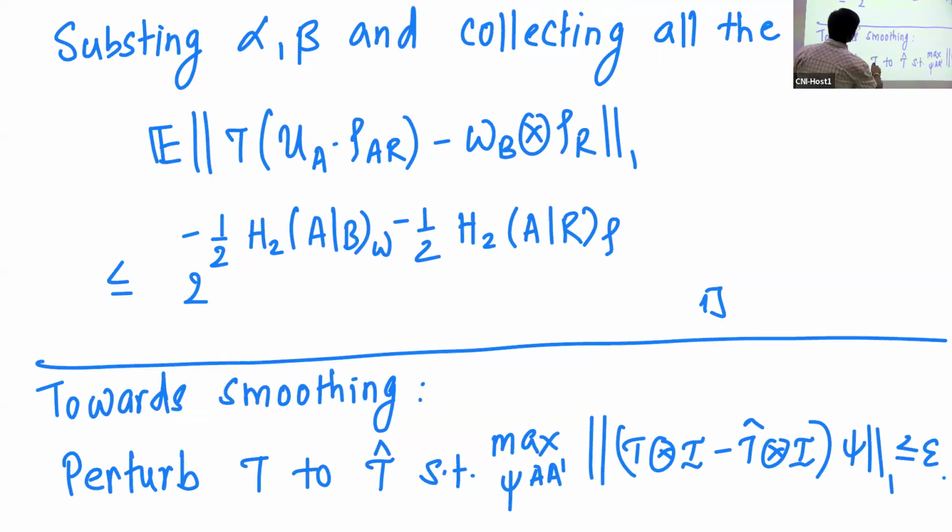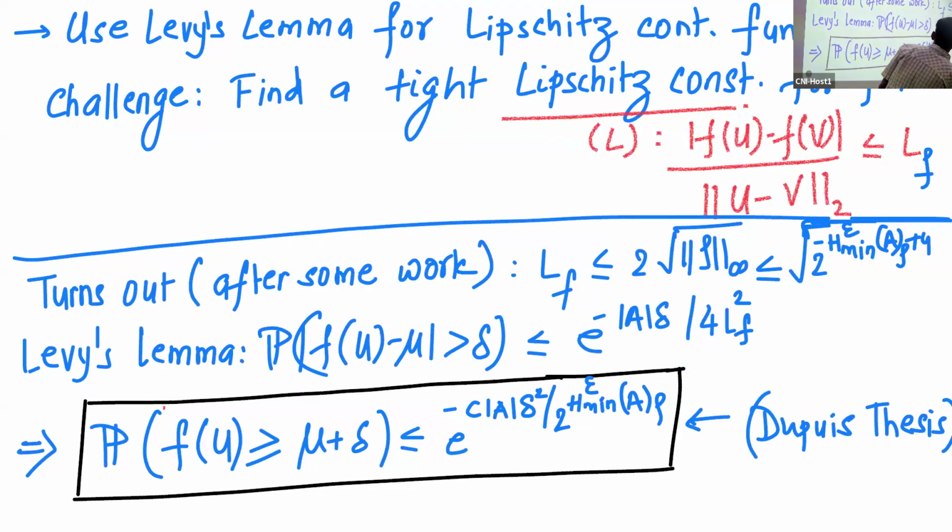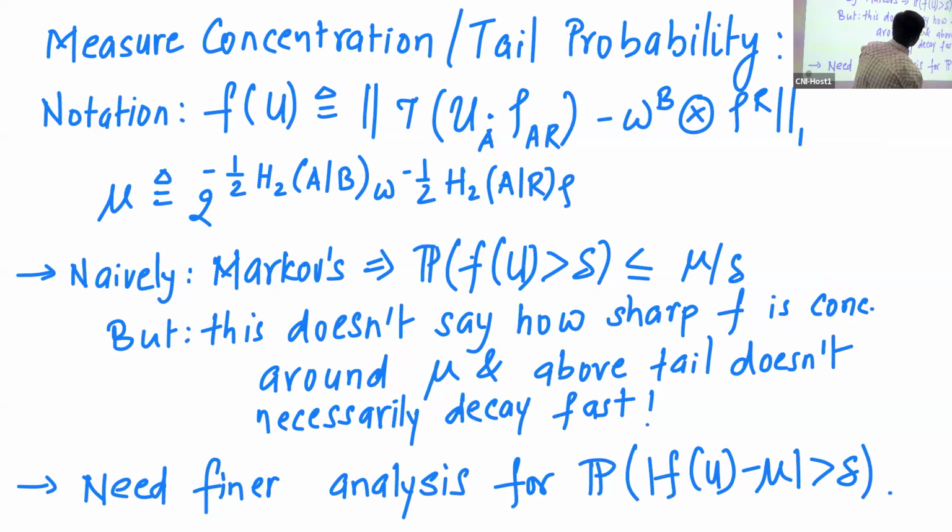Okay, so essentially finally when I evaluate the expectation of the L1 norm, I can write it as upper bounded by 2 to the minus half of H2 of A given B and H2 of A given R. Now all this was when the underlying unitary was Haar random. Now when I go to T designs, before that, just one quick note on how one goes from the expectation version to a high probability version. A naive application of Markov inequality will just give me the expectation over delta, and this need not be an exponentially decaying tail, and it is not even telling me how sharply this function is concentrated about its mean mu, which is what we want on the whole.